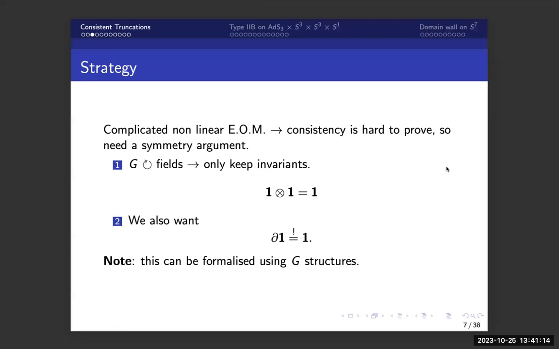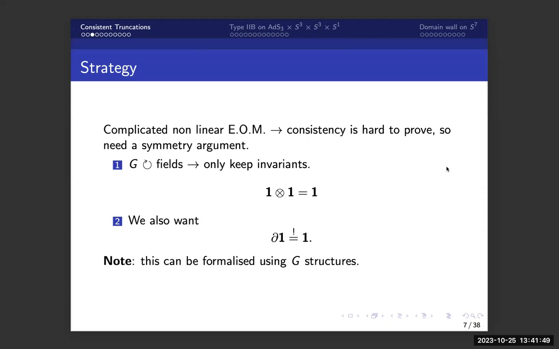In this example, one could simply take the ansatz, plug it into the equations of motion, and prove consistency. In general, this is very hard to do, especially for type II supergravity, because it involves a lot of different fields of different types that source each other in very nonlinear ways. So the way to do it is to use a symmetry argument, which roughly goes in 2 steps. The first is there will always be a group acting on all the fields, and the prescription will be to only keep the truncation invariants under the action of the group.